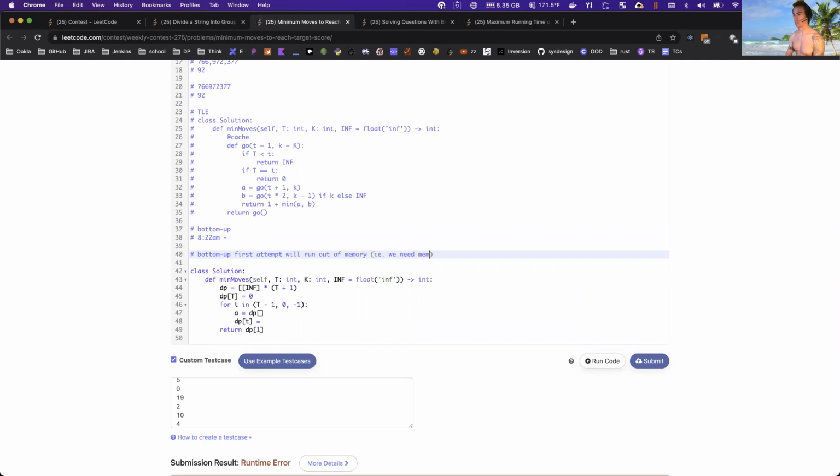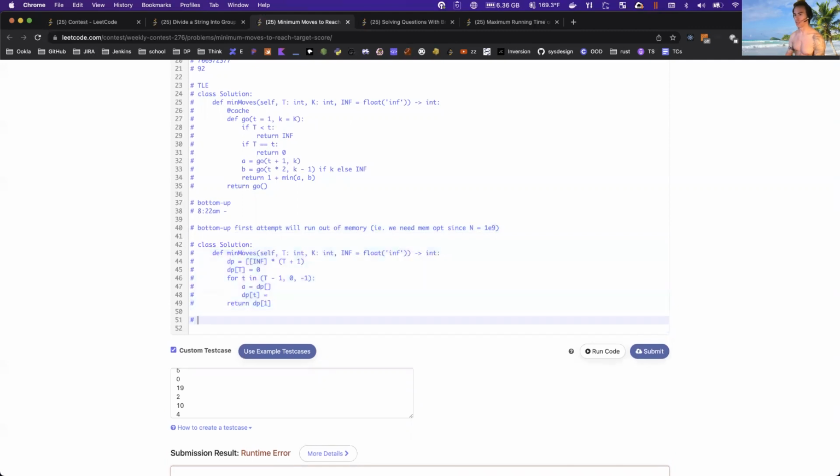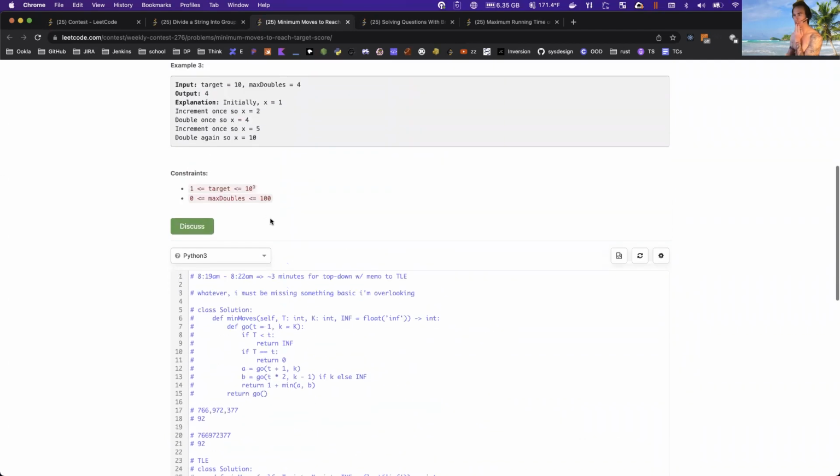We need mem opt since n equals 29. Wait, hold on. Okay, so we could do bottom up, but this is stupid, right? Okay. All right, hold up. Bottom up is stupid. Overkill, right? Remember to keep it simple. Keep it super simple. Right, if we do bottom up, we can do this. It's good practice, but I know it's going to TLE, and I can see that it's pretty obvious.